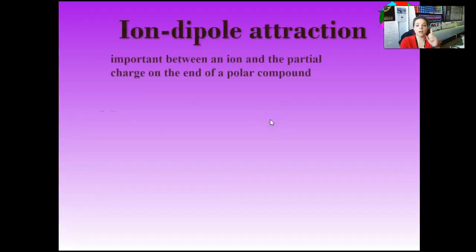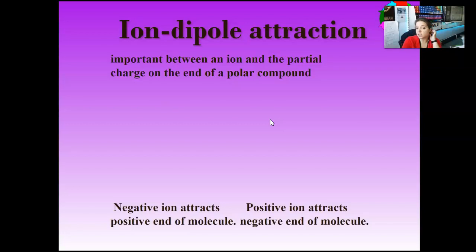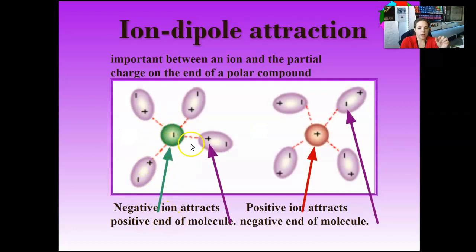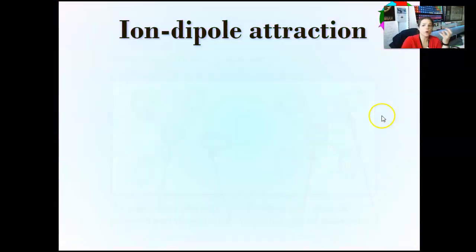All right, ion dipole attraction. This is the last part. This is important between an ion and a partially charged polar compound. So we're looking at ionics with covalents. So what's going on? Well, the polar covalent positive attracts to the negative in the ionic, whereas the ionic positive is attracted to the polar covalent negative.